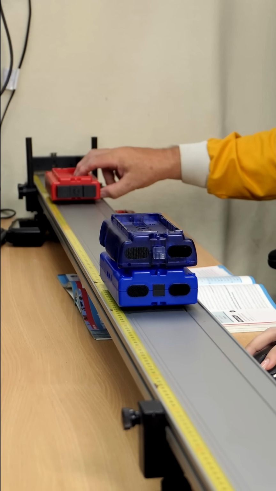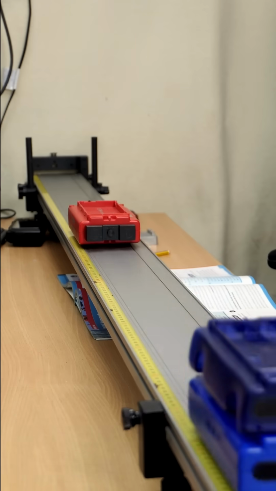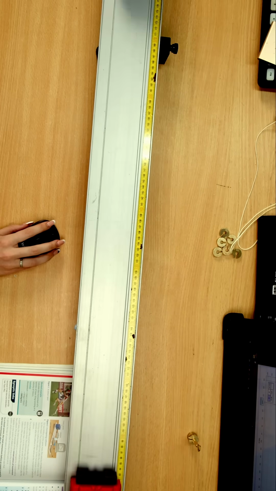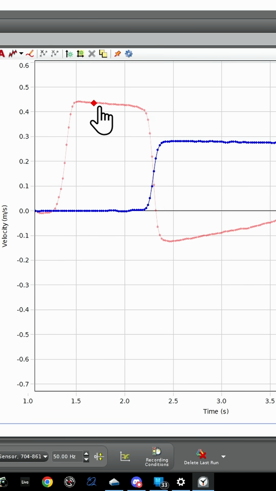3, 2, 1, record. Here we can see the red cart moving and the blue cart not moving. Then they collide and we can see the blue cart is moving off with about 2/3 of the velocity and the red cart about 1/3. And if we add those two together, we can get the same as the red cart had at the start, showing the conservation of momentum.